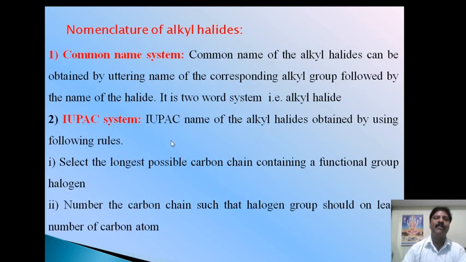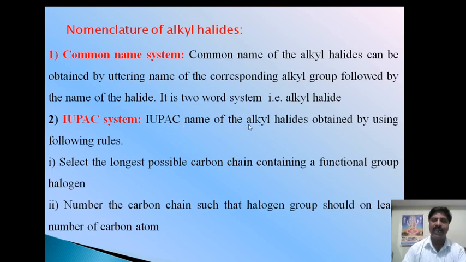Now coming to the nomenclature of alkyl halides. The naming of the alkyl halides can be done by using 2 methods. One is the common name system, another one is the IUPAC name system. The common name of the alkyl halides can be obtained by uttering the name of the corresponding alkyl group followed by the name of the halide. It is a 2-word system. Therefore that is alkyl halide. And the second system is the IUPAC name system.